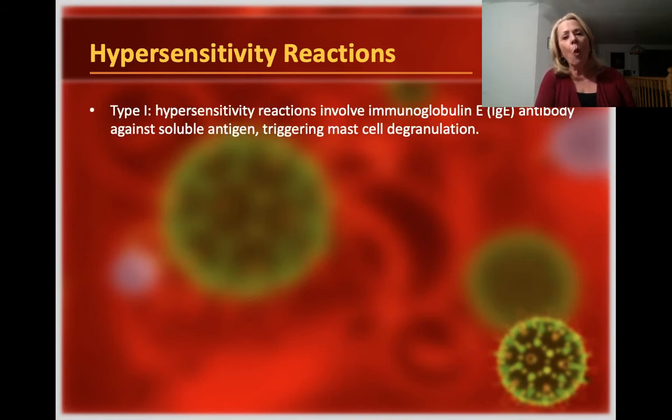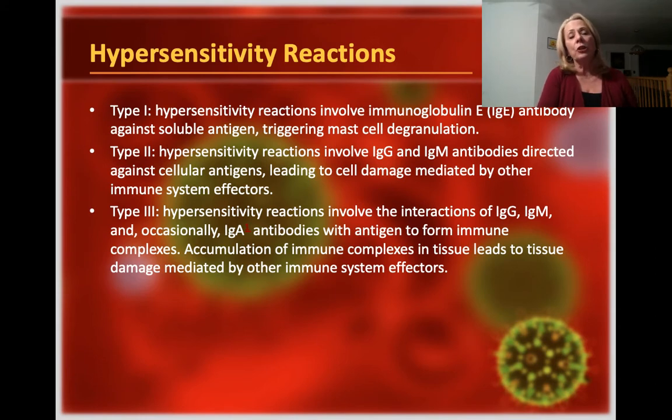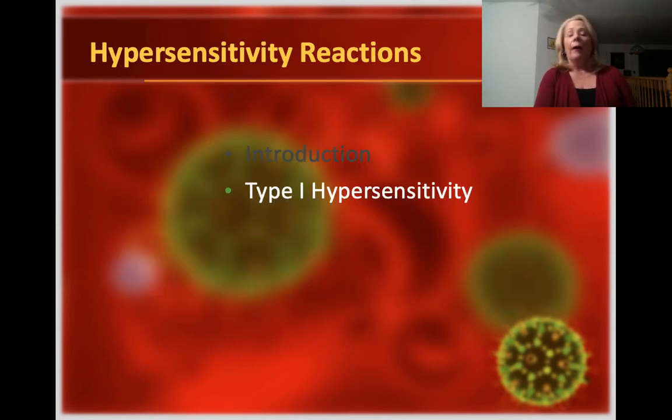So hypersensitivity type 1 is going to involve immunoglobulin E antibodies against antigens, okay? And the big deal is this is going to trigger mast cell degranulation, which we talked about in the previous video, bringing on things like histamine. Type 2 hypersensitivity involves IgG and IgM antibodies, and they're directed at certain cellular antigens, which we'll talk about. And of course, this can cause damage by our own immune system. Type 3 hypersensitivity reactions are IgG, IgM, and sometimes IgA antibodies. And these form immune complexes. And so we'll talk about what that means to our system. And then type 4 hypersensitivity reactions are T-cell mediated, and they can involve tissue damage, and it can activate macrophages and cytotoxic T cells.